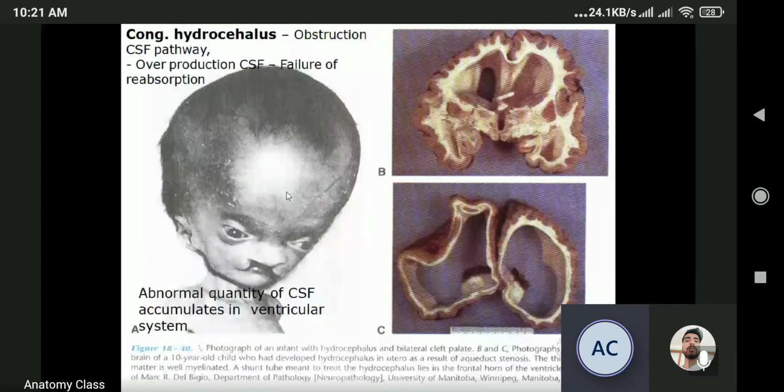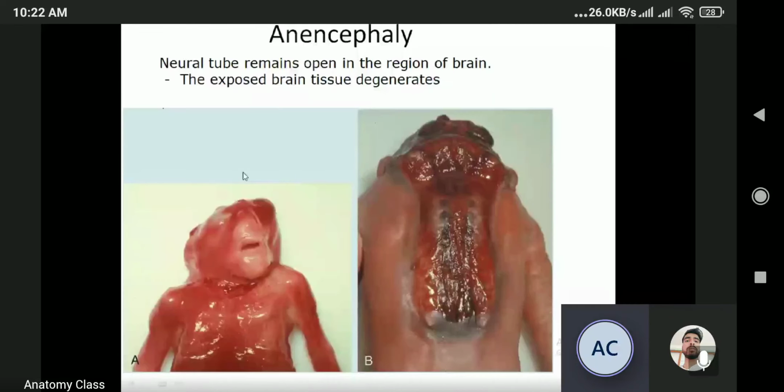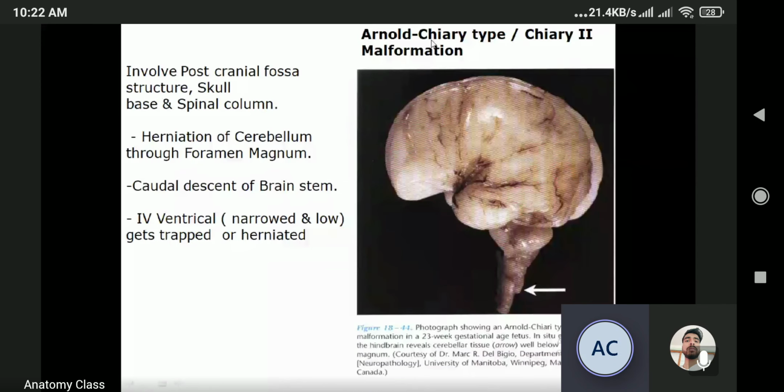Anencephaly, you can see the neural tube remains open in the brain region and exposes the brain tissue. This is anencephaly. Another is Arnold-Chiari type malformation. You can see over here, there is inward bending of the posterior cranial fossa, skull, and spinal column. Cerebellum herniates through the foramen magnum. We have talked about it. If the cerebellum herniates like this, then there is caudal descent of the brainstem also. So the fourth ventricle narrows and is herniated.